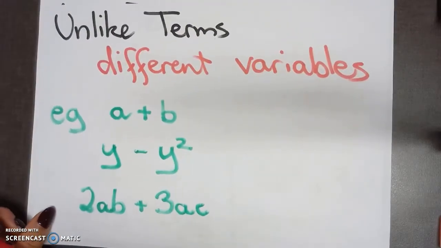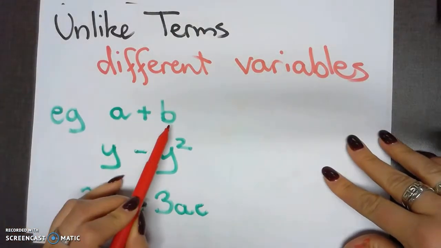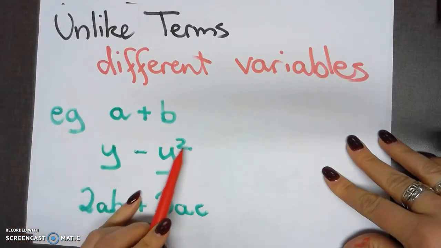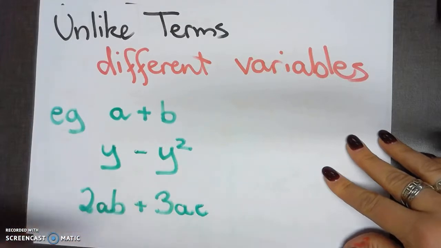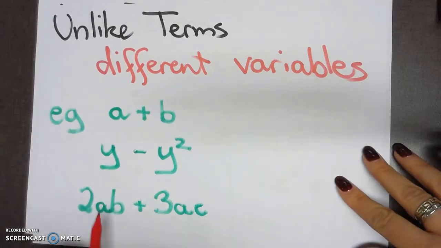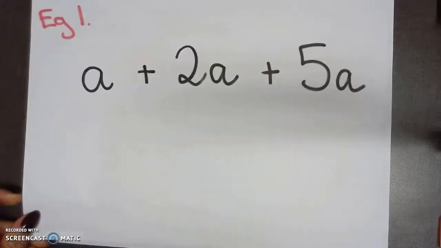Unlike terms have different variables. As you can see, you've got a and b, and y and y squared. Even though the index is the only difference there, they are still different. Then you've got ab and ac. They are different combinations, so they are unlike terms. You cannot collect those together.